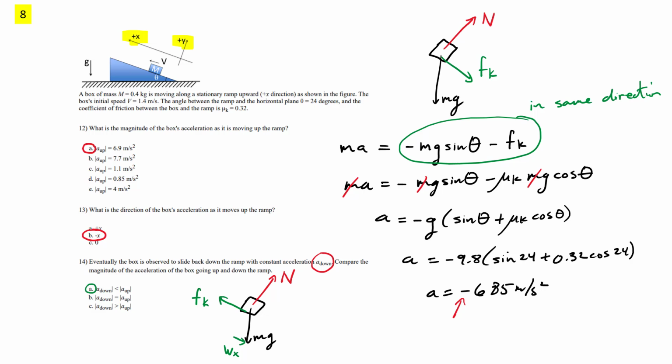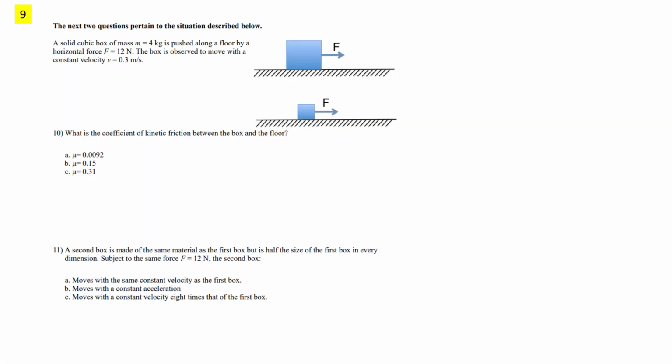All right, let's go to problem 9 now. All right, here's problem 9. We have a solid cube box of mass 4 kilograms being pushed along the floor by a horizontal force F, which is 12 newtons. The box is observed to move with a constant velocity of 0.3 meters per second. Let me highlight that term. Here's question 10. It says, what is the coefficient of kinetic friction between the box and the floor?